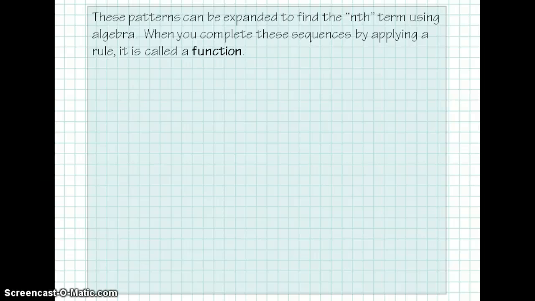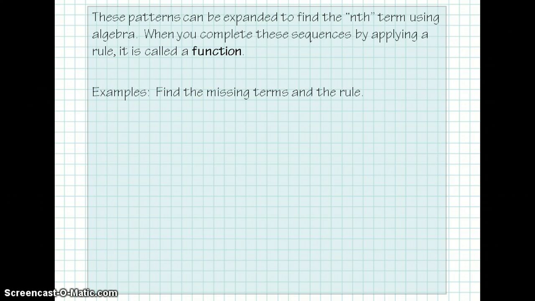Another type of inductive reasoning is finding what's called the nth term. And we call it the nth term because we're basically using algebra to produce what's called a function. And when we're dealing with sequences, we usually don't use x, we use the letter n. And so we want the nth term, the term that defines the pattern.